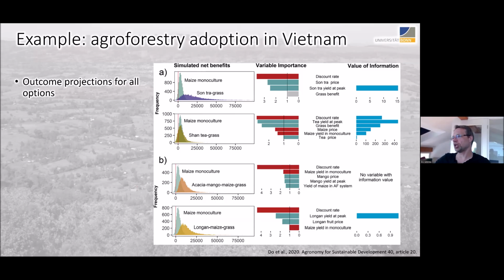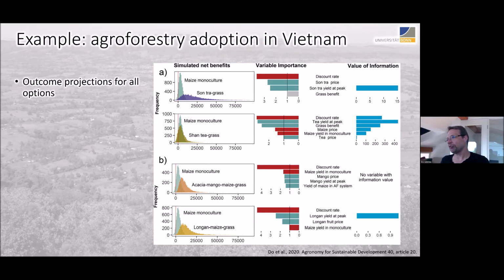Yeah, so we can also look at what variables actually influence the difference between these different options, and which variables actually carry a lot of weight for somebody trying to decide between maize monoculture and these agroforestry options. So this value of information is particularly interesting. That is the last column here, the one on the right. And you see that usually there aren't a lot of variables here. And in one case, there's even no variable listed here.